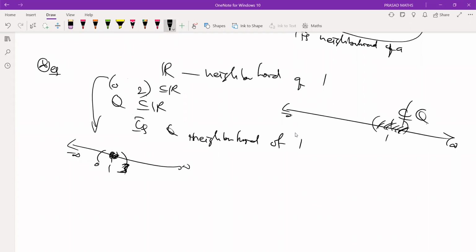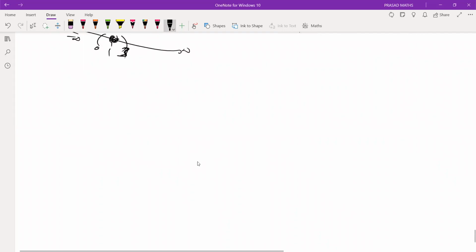So therefore, this is what the property is. Next property is: suppose A is a neighborhood of a point, B is a neighborhood of a point, both are subsets of R.